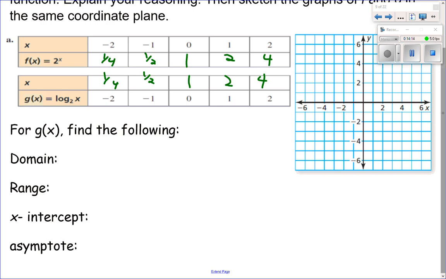All right, so I'm going to give you about 2 minutes. Take those points, put them on the graph. Write down what you believe to be the domain, the range, the x-intercept, and the equation for the asymptote. That's something new we're going to be talking about this week. Give me a couple minutes.